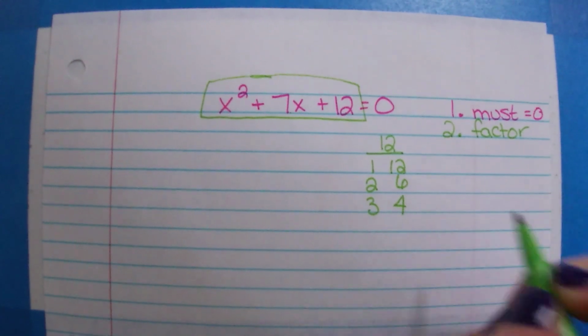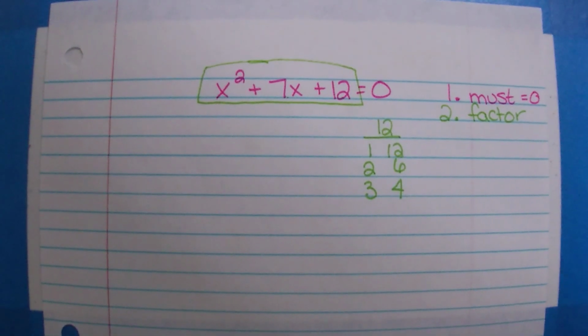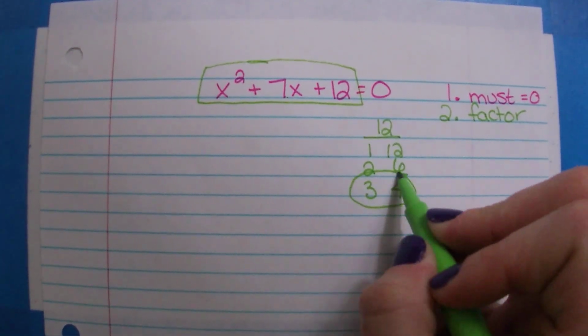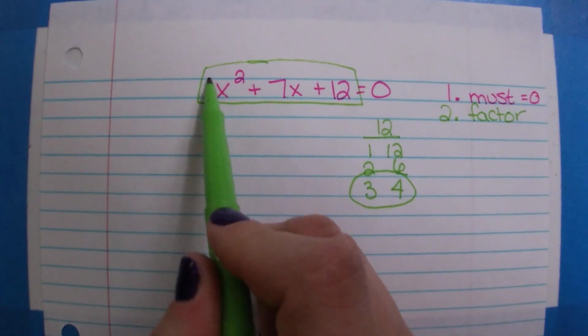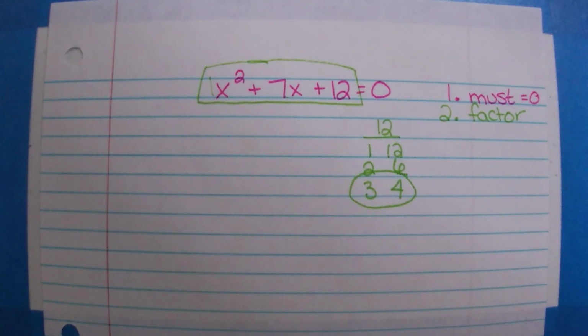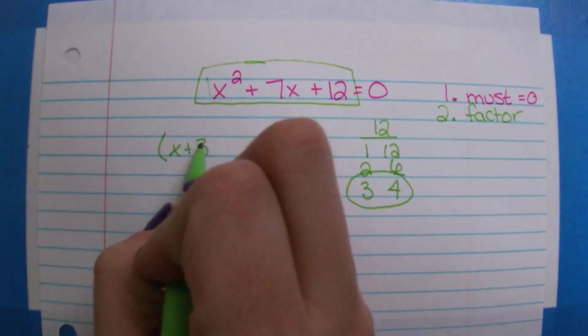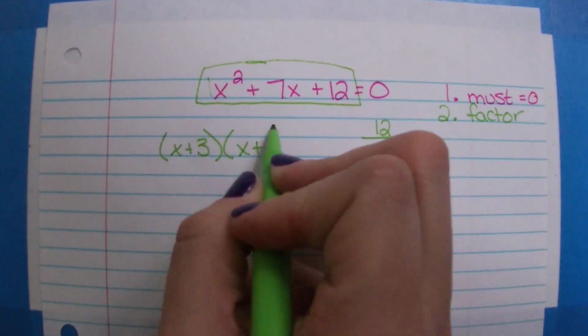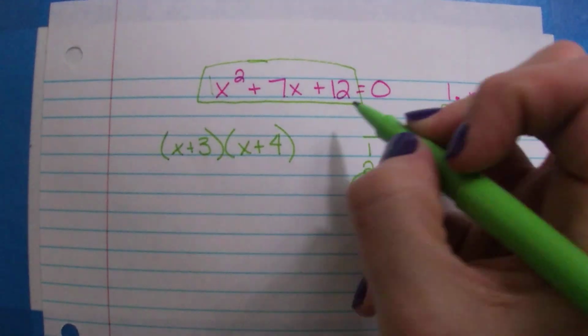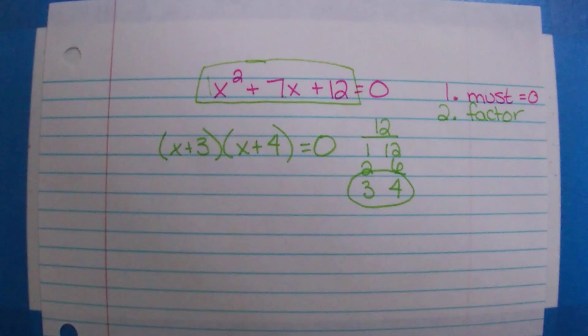We're going to then list our multiples of 12. So 1 times 12, 2 times 6, 3 times 4. Okay, and I want to find the set that will add up to 7. Okay, so 3 and 4 are my set that add up to 7. This has a 1 in front, so I can use the shortcut. So I can now represent this part that I circled in green as x plus 3 times x plus 4. And the equals 0 is just coming down along with it.